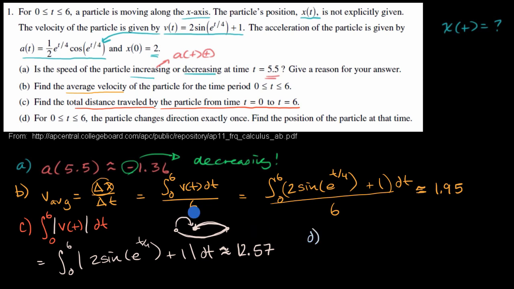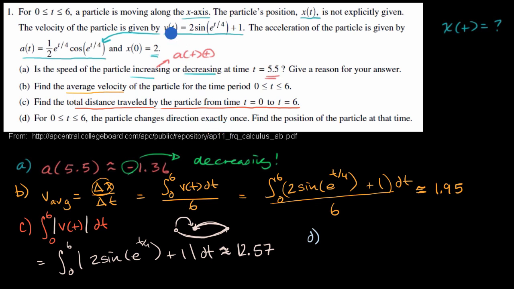I'll do it right over here. For 0 is less than or equal to t is less than or equal to 6, the particle changes direction exactly once. Find the position of the particle at that time. Well, there's a couple of ways to think about it, but maybe the easiest is the particle is going to change direction when the velocity is going from positive to negative or from negative to positive. And so that would be a time when the velocity is equal to 0. And they say it happens exactly once.